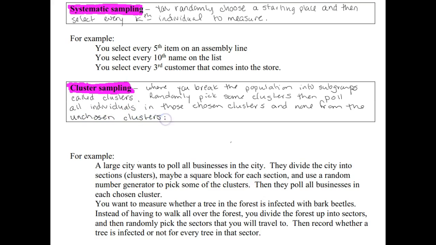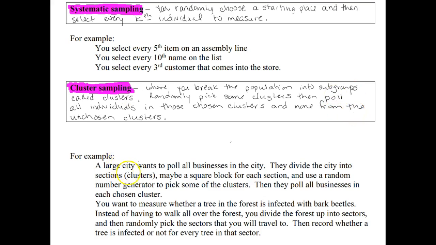So different than stratified, where we took just a few from each of them. So in all the subgroups we had a few from each of the subgroups represented. In cluster sampling we take all of some of the subgroups and none of the remaining ones.